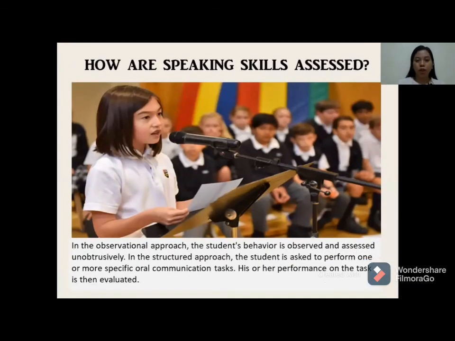So how are we going to assess speaking skills? In the observational approach, the student's behavior is observed and assessed unobtrusively. In the structured approach, the student is asked to perform one or more specific oral communication tasks. His or her performance on the task is then evaluated.